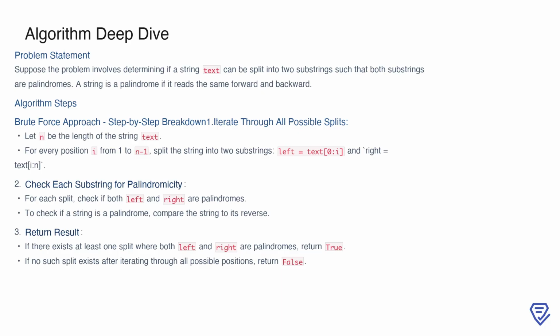This is done by comparing each substring to its reverse. If we find at least one split where both substrings are palindromes, we return true. Otherwise, after exhausting all possible splits, we return false. This approach ensures we evaluate all potential splits in a thorough, systematic way, but as we'll see, it has its limitations in terms of efficiency.